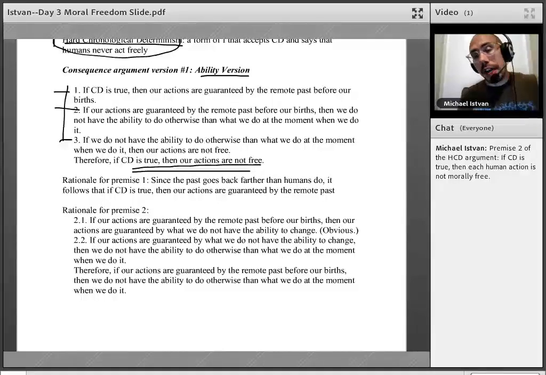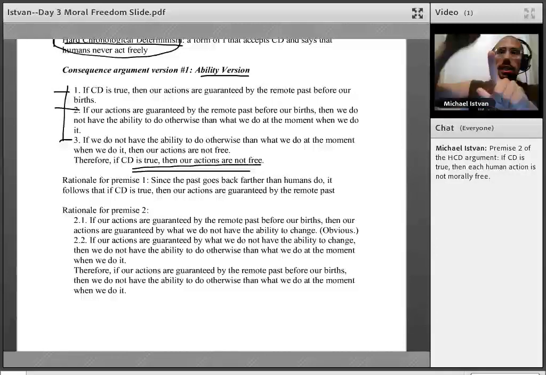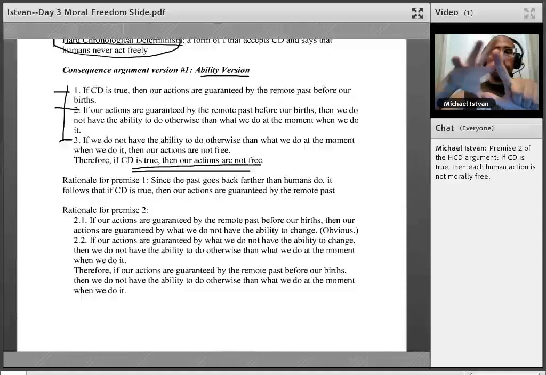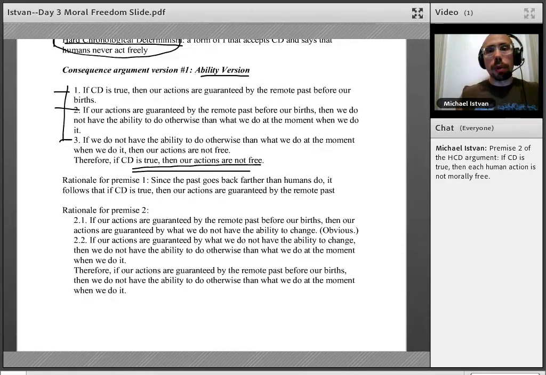So here's the rationale for premise 1. Just by definition, if CD is true, then our actions are guaranteed by the past, because CD is the view that the past guarantees the future. Cool. Now, the key point is that the past goes farther back than humans do, than any of us do. So when you bring that fact, the past is older than any of us, plus CD, just by definition, when you bring those two facts together, you get premise 1.